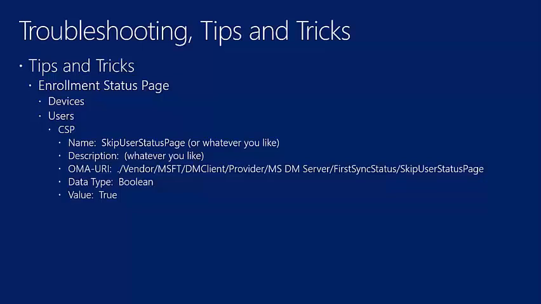So one of the ways that you can work with this and still enable the enrollment status page is to use this configuration service provider. This is not exposed in the Intune UI, so you will have to use the custom setting whenever you create a policy. And here's just a suggested way to set it up. So you want to name the policy, skip user status page, you can do whatever you like if you don't like that name, a description if you like, and then the OMA URI is right here. This is case sensitive, so always be aware of that. Boolean, and set it to true so that in the user portion of the status page actually gets bypassed. That would help you avoid the timeout scenarios and such.